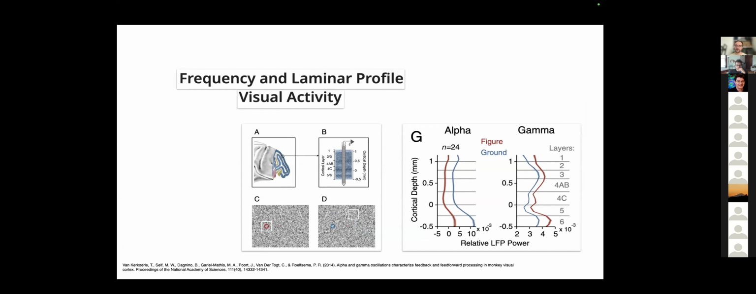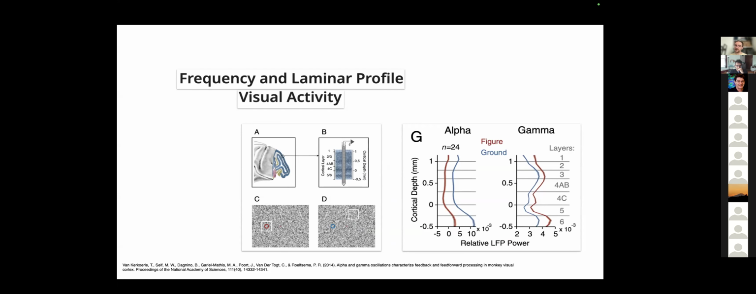There is some work on monkeys, though. Here, some work on figure-ground separation with depth electrodes. And what Self and colleagues observed is that there is a difference between figure and ground in the alpha band, mostly in deep layers, but you also see the difference across all the layers. So for figure stimuli, the activity is reduced, as we would expect for alpha band activity, throughout the entire column, but mostly in deeper layers.